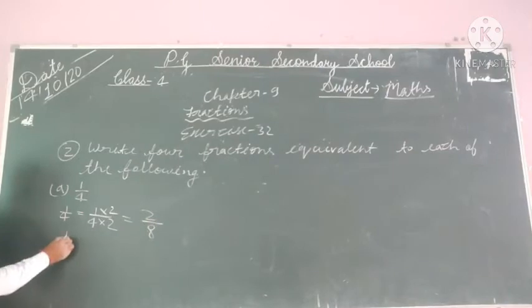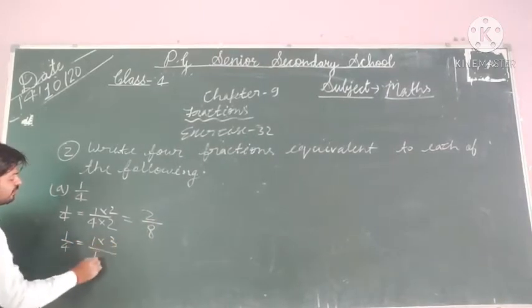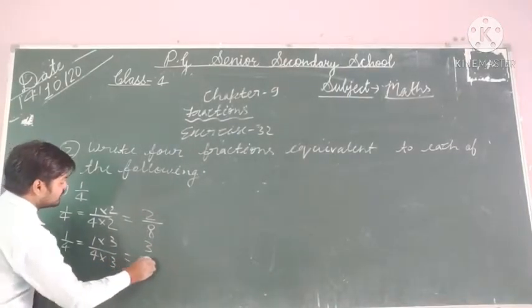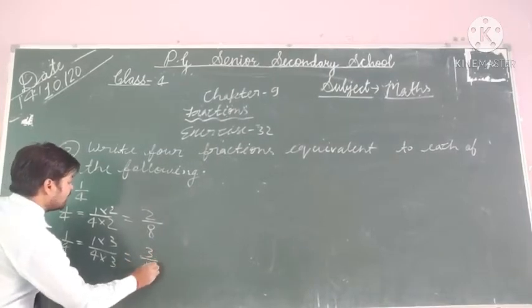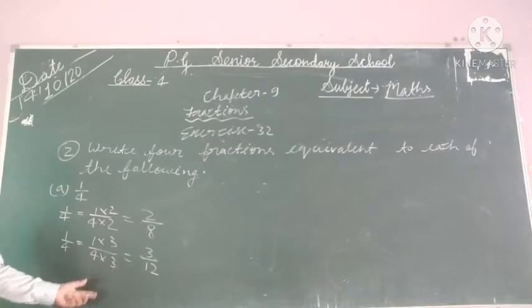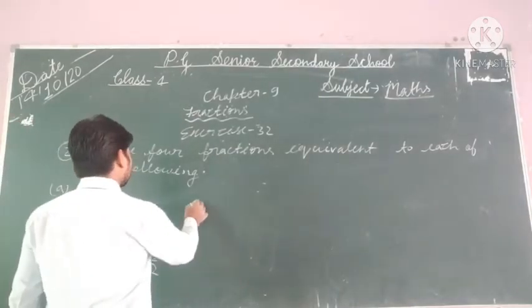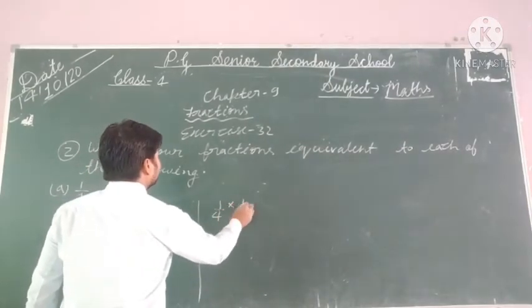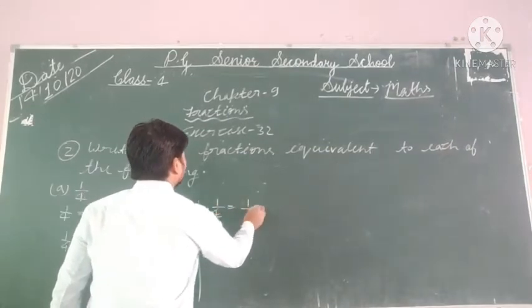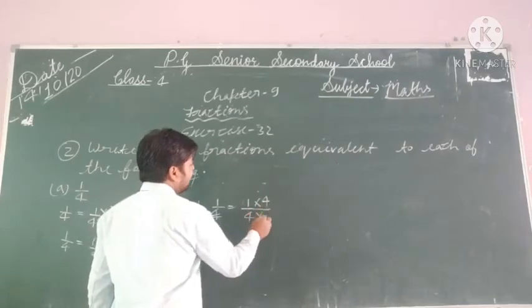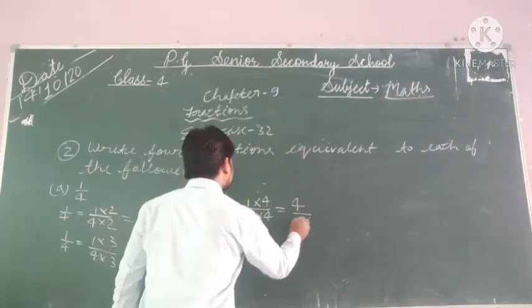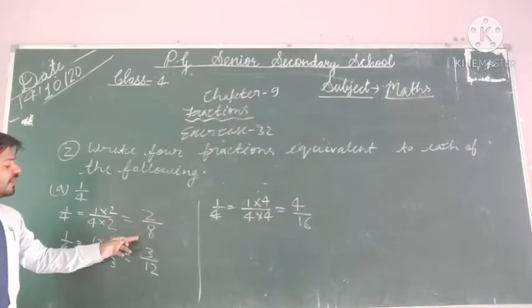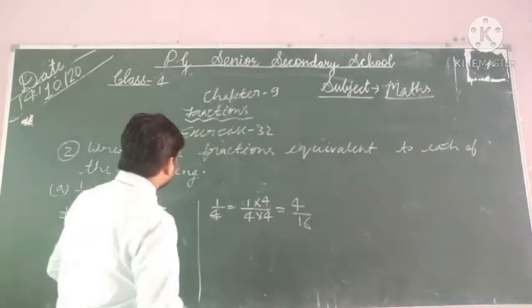Now you multiply it by 3. So 1 into 3 and 4 into 3. So 1 3 is 3 and 4 3 is 12. Now beta, 2 is done, 3 is done, what will you multiply by? By 4. So 1/4 equals 1 multiplied by 4 and 4 multiplied by 4. So 4/16. How many fractions do you have to find? 4 fractions. So we found 3: 2/8, 3/12, 4/16. Let's find one more.